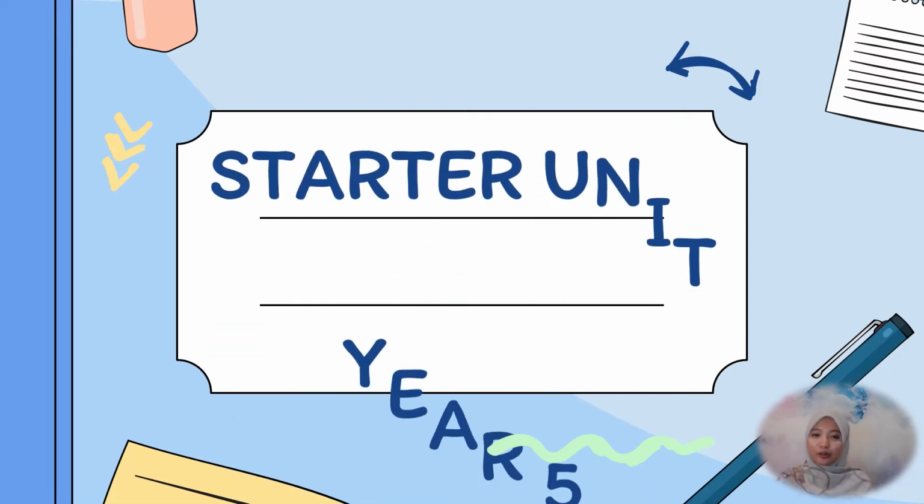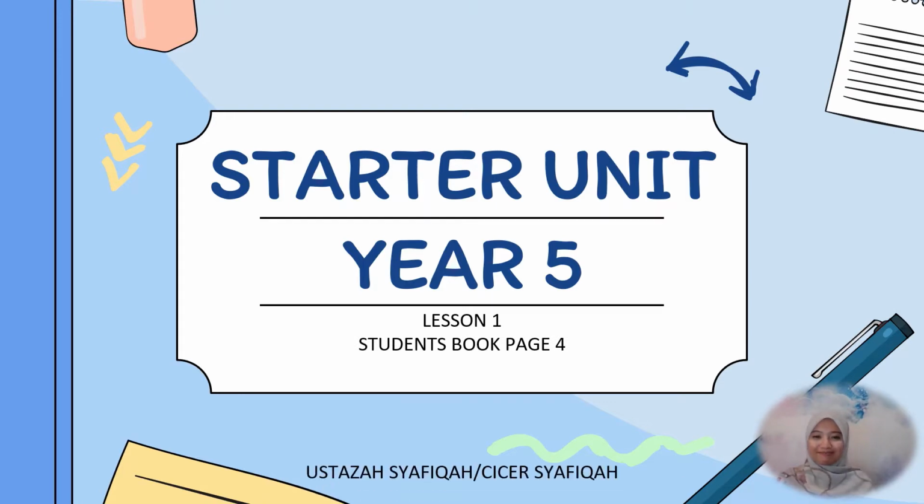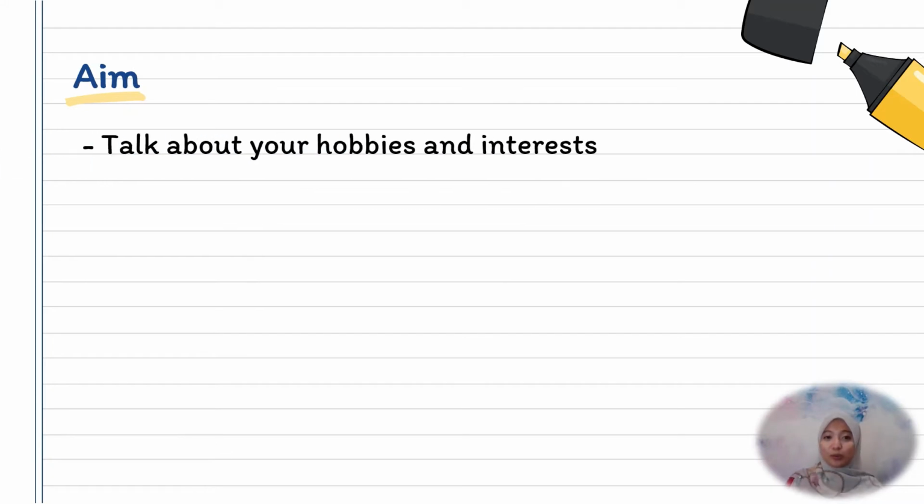So we're going to start our lesson today. Starter unit, year 5. You may refer to your textbook page 4 or student's book. At the end of this lesson, I want to ensure that you will be able to talk about your hobbies and interests. But before we learn to talk about it, let us go through a few vocabulary that you should know or should have known earlier.